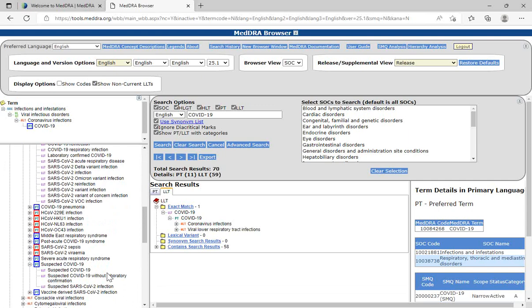At this point, it has not been confirmed. In fact, the doctor ordered a test in order to confirm. So for those of you who chose that LLT, kudos to you. That is absolutely the correct LLT, or the most accurate LLT. Okay, so let's go back to our slide. I think the take-home message has been done.